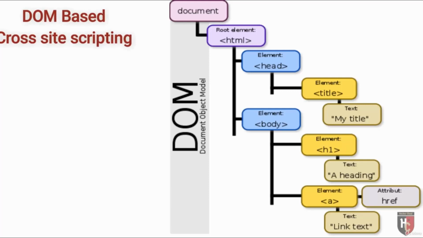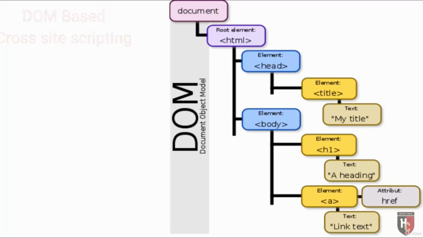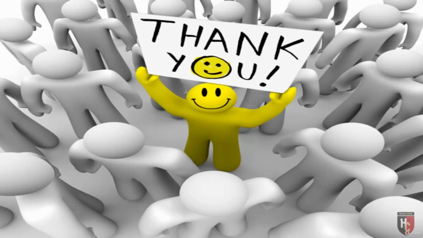Now let's see DOM-based cross-site scripting. DOM-based XSS simply means a cross-site scripting vulnerability that appears in the DOM, the document object model, instead of as part of the HTML. In reflected and stored cross-site scripting attacks, you can see the vulnerability payload in the response page, but in DOM-based cross-site scripting, the HTML source code and the response of the attack will be exactly the same. That's all about XSS. Thanks for watching and see you in the next class.